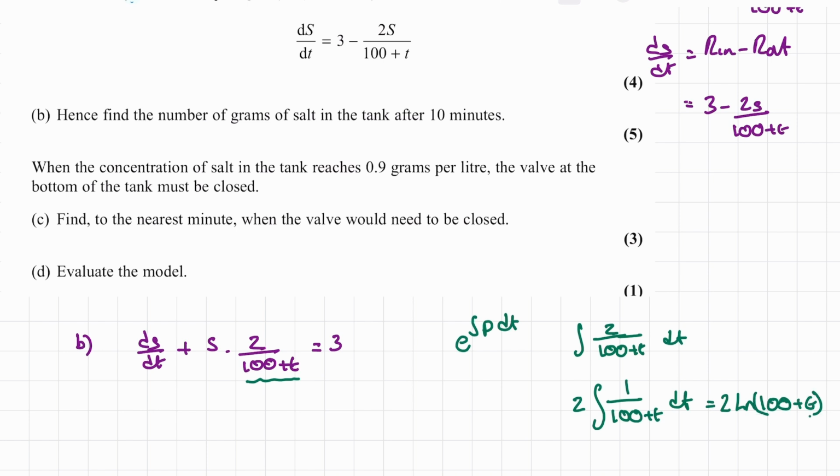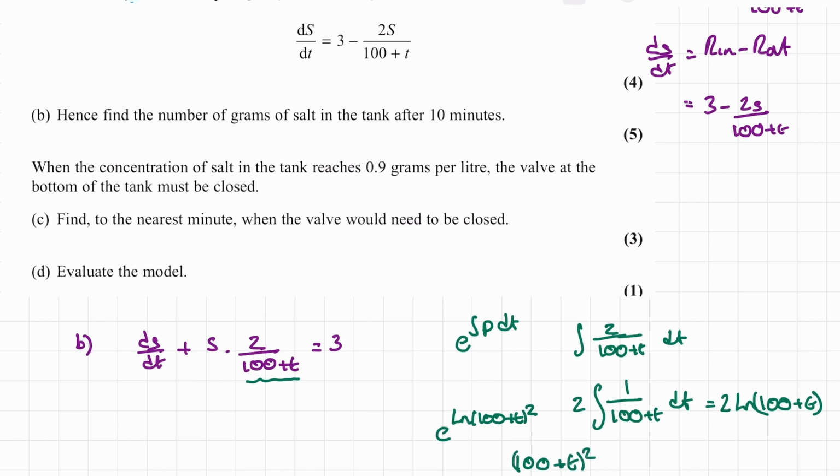Okay? So now we'll substitute this back into this power, so we get e, and because we're dealing with logs, we can move this 2 up to a power, so this becomes e to the power of the natural log of (100 plus t) squared. And then we know that this e and natural log will cancel. So our integrating factor becomes (100 plus t) all squared.